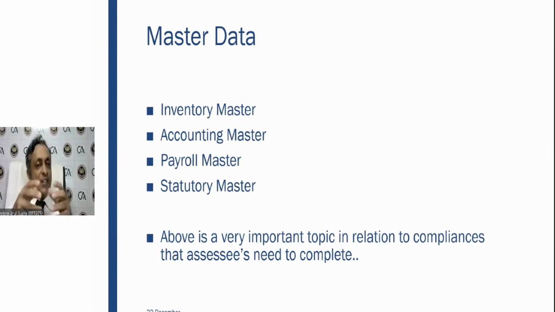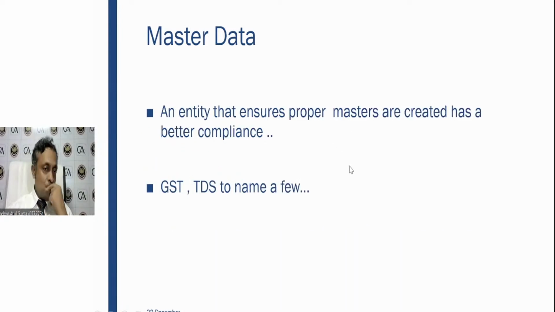The system is going to talk about this. Definitions are going to come in your master. Now just understand that your inventory masters have to be properly defined for this aspect. Because if I don't define my inventory masters correctly, it is going to affect my valuation later on. That is very important. So that is the relevance of the inventory, accounting, payroll, and statutory masters. If you define masters correctly, you ensure that your compliances are also correct.